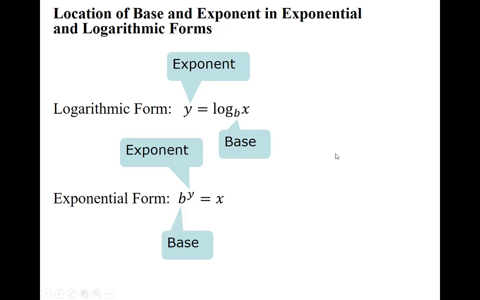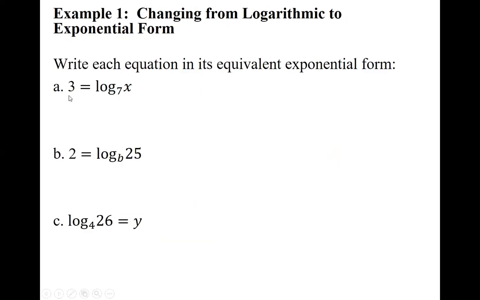So let's just jump into some examples. 3 equals log base 7 of x. Well, the base is 7. What's our exponent? It's what the log is equal to. The log is equal to 3. The exponent is 3. So base 7, exponent 3 equals the thing that's left, equals x. That's all there is to the translation.